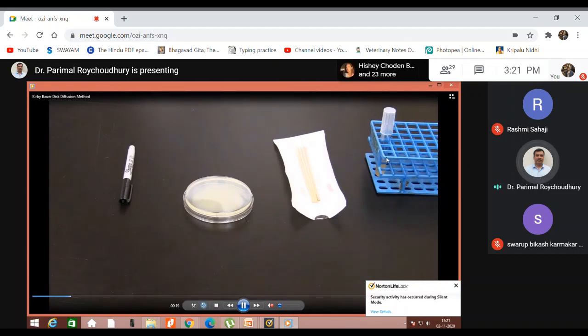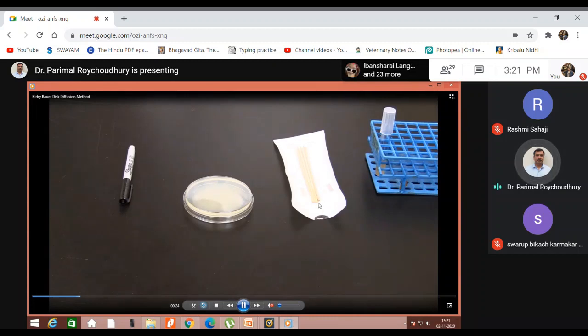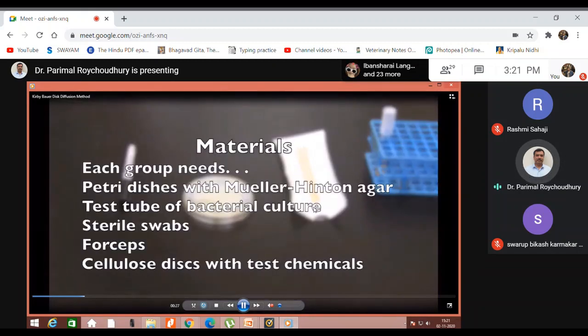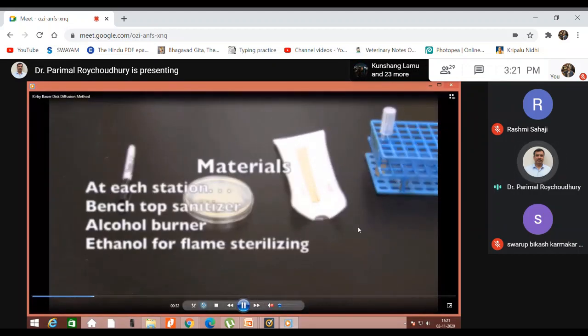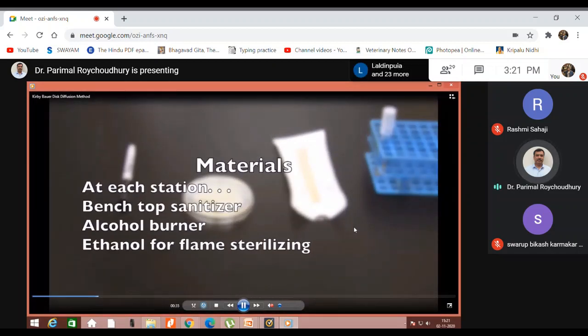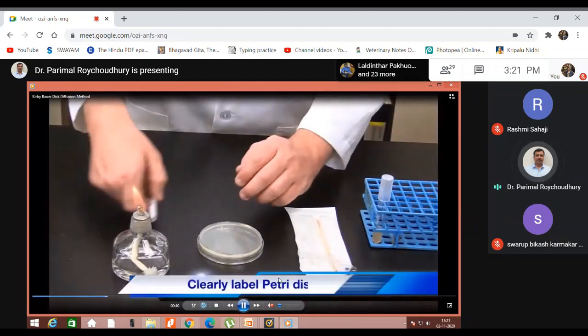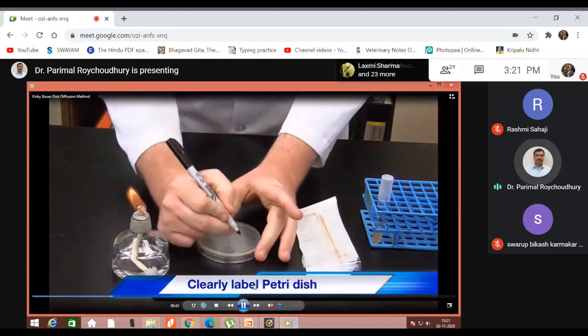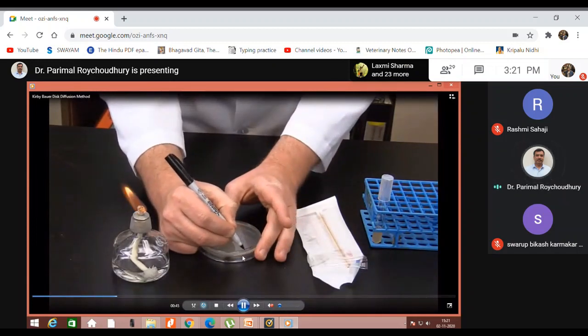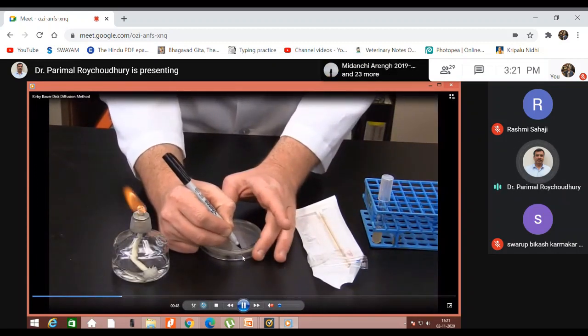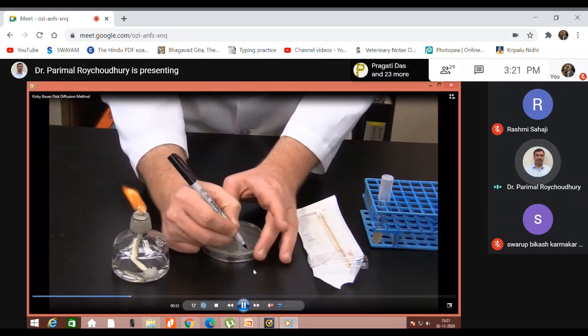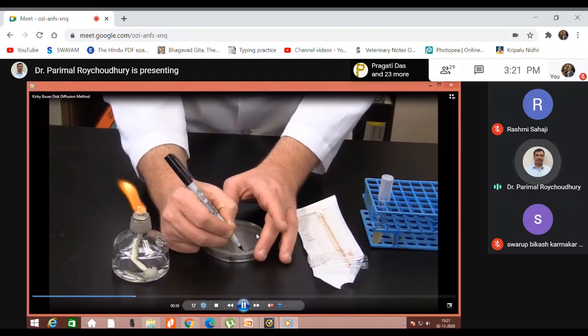Okay, so in this particular assay, we need a sterile culture plate. We need a pure culture. Remember, always we need a pure culture of bacteria, and some inoculation swab, and then we need the antibiotic discs. We use small forceps to pick up the antibiotic disc, and other material for sanitization. So this is the culture plate, maybe the antibiotic sensitivity test agar media or Mueller-Hinton media, or even we can use a nutrient agar plate. The thing is that it should be a clear plate without any indicator.